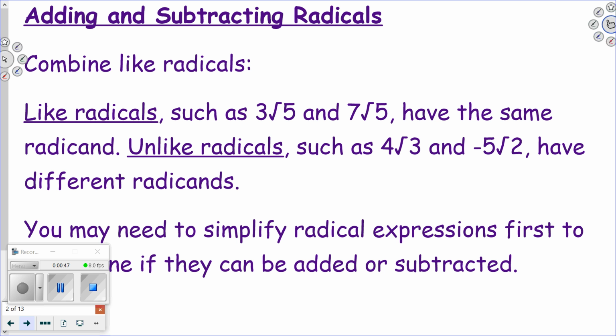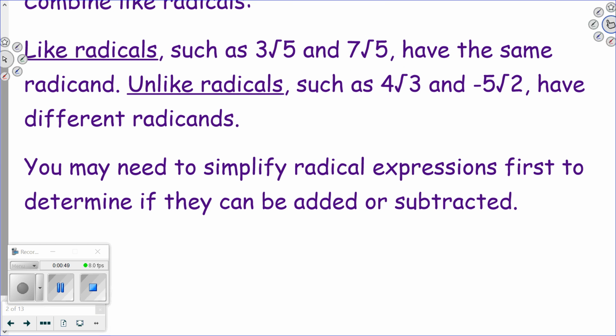But the big thing is you always want to look to see if you can simplify. Remember that rule I've been talking about, simplify first? Yeah, it still comes into play. So we want to simplify everything we can, and then we'll look and see if we can put them together or not. Okay?